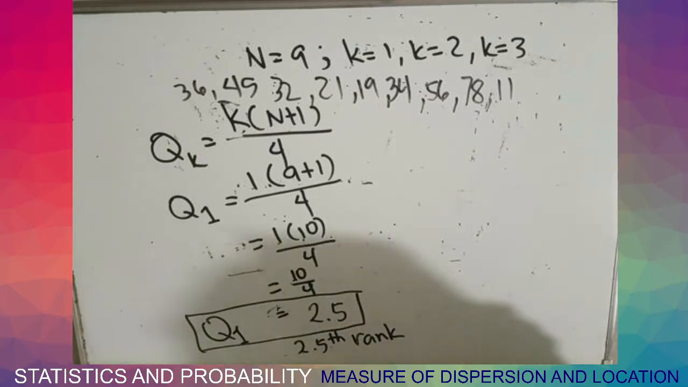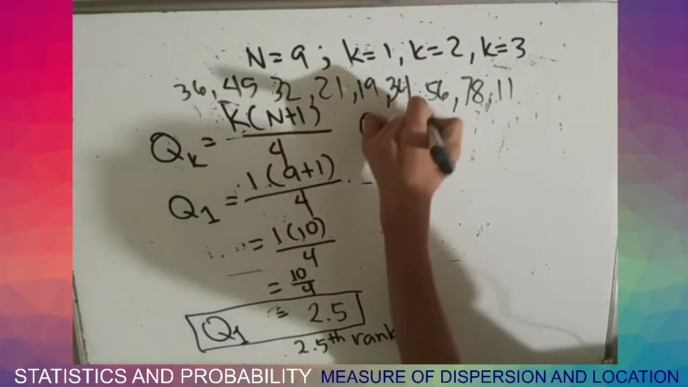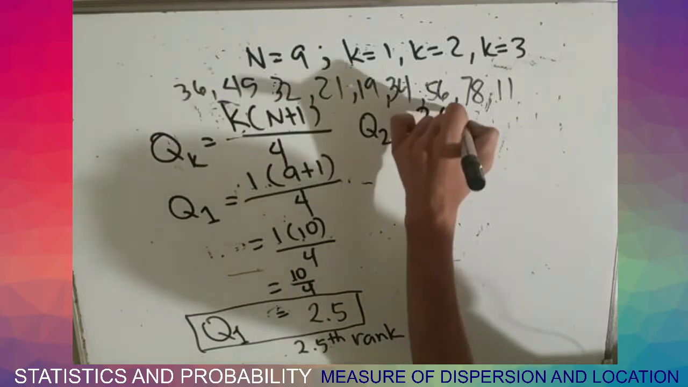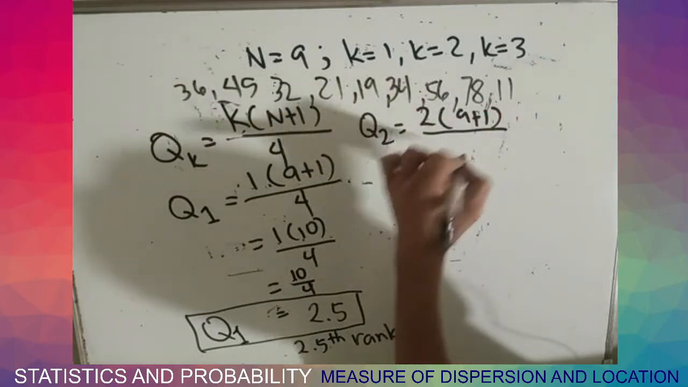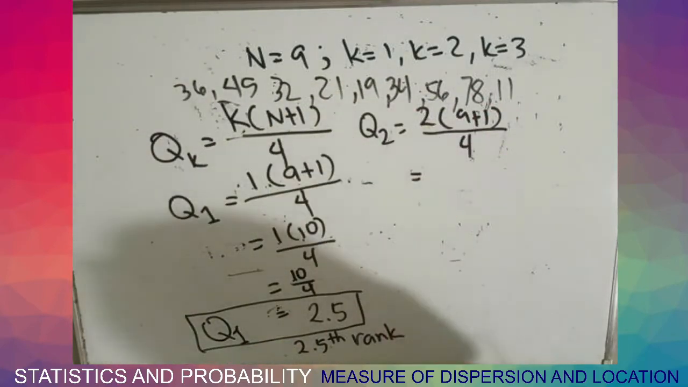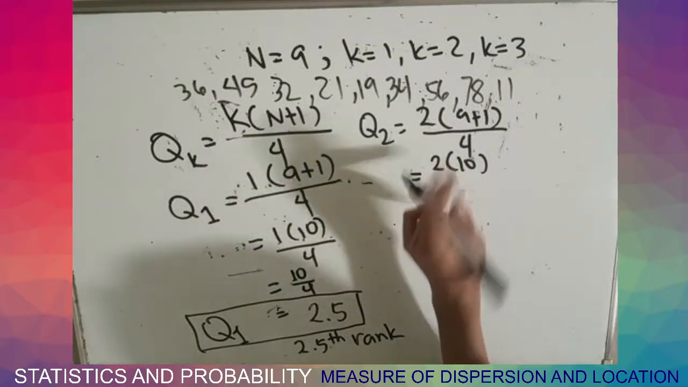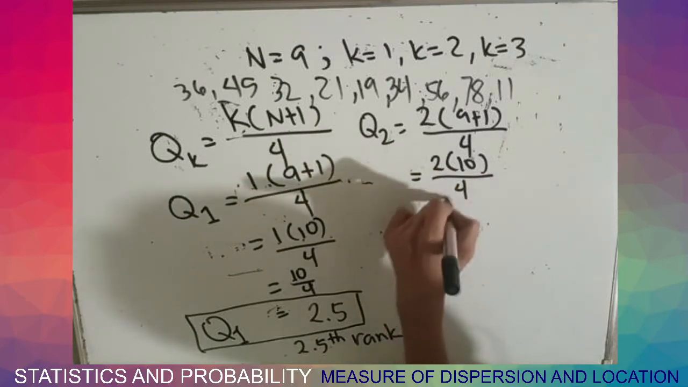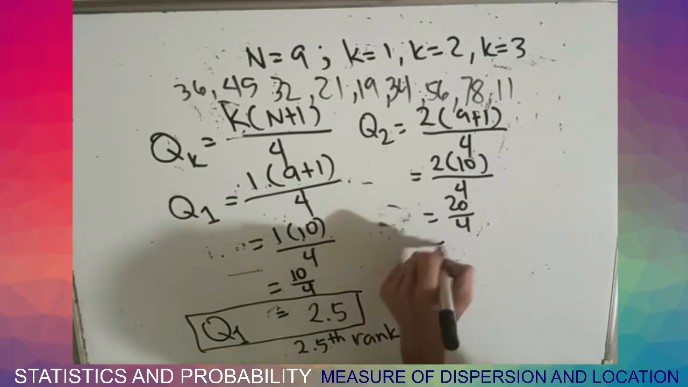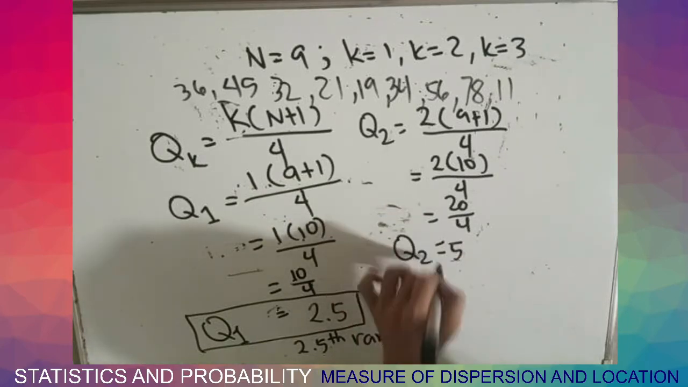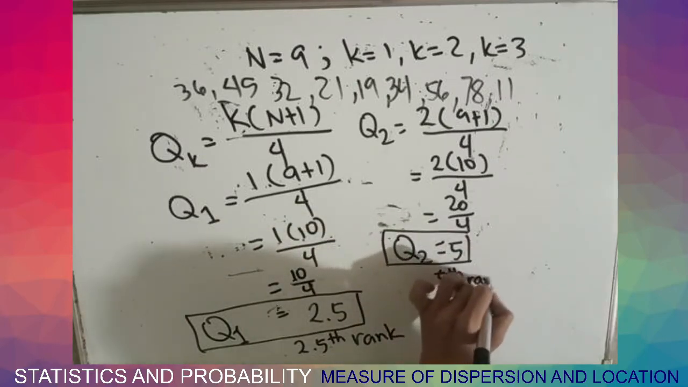Okay. So, hanapin natin yan. Next, Q sub 2. So, 2 ang value ng K natin. So, 2 times 9 plus 1 divided by 4. Okay? So, ganun pa rin, 2 times 10. So, simplify natin, 9 plus 1 is 10. Times 2 is equals to 20. So, 20 divided by 4, ang sagot ay, okay, so si Q sub 2 is equals 5. So, ito yung ating fifth rank.